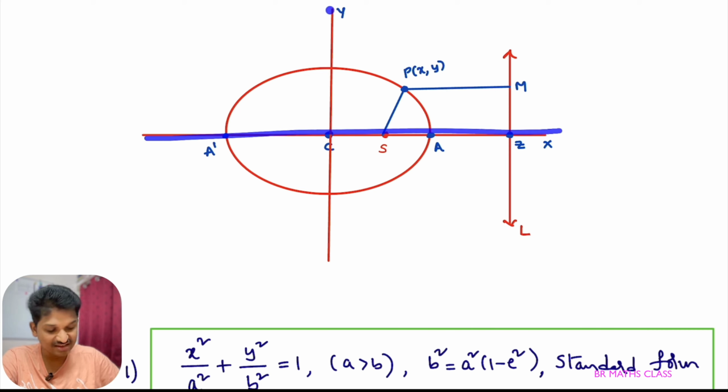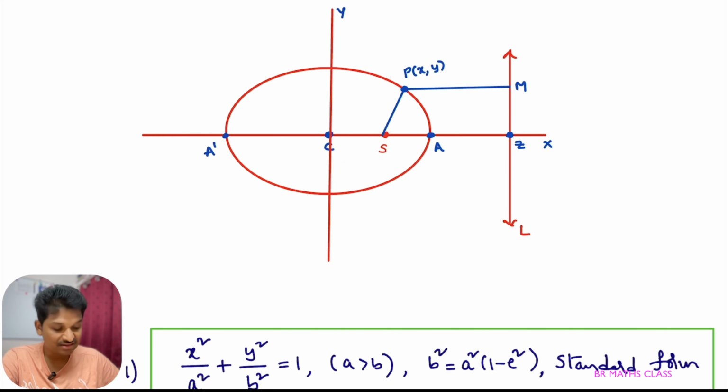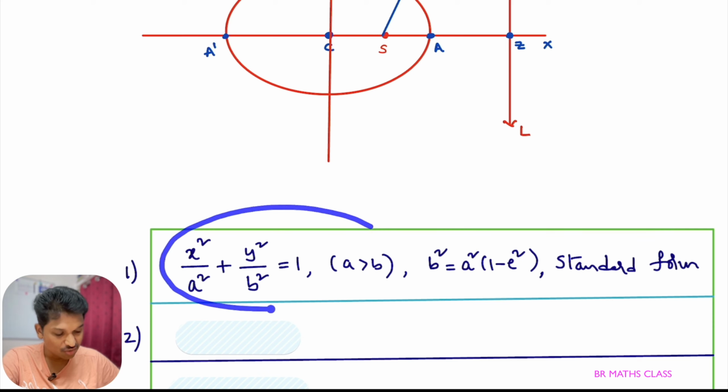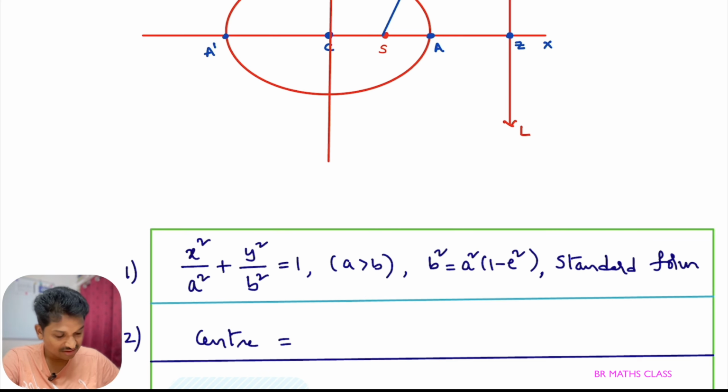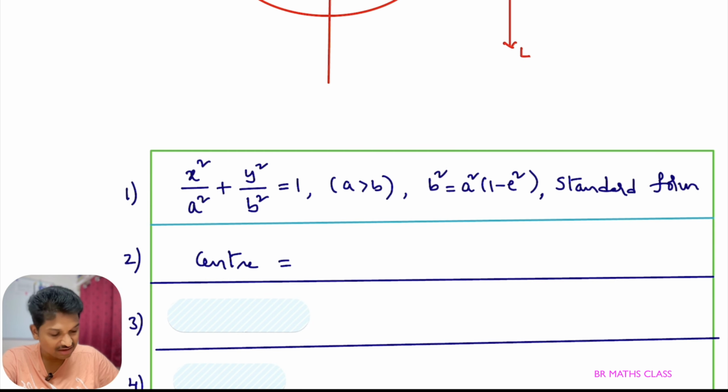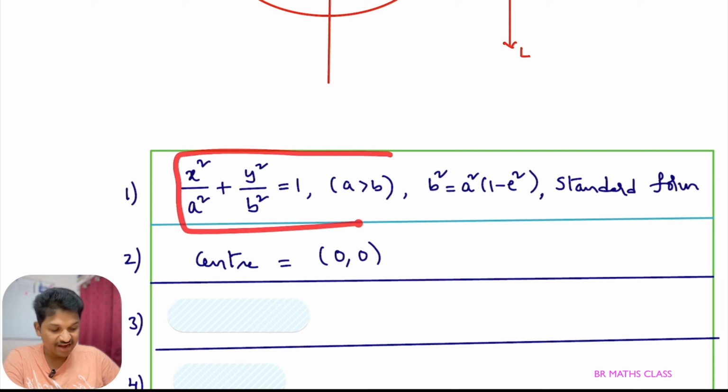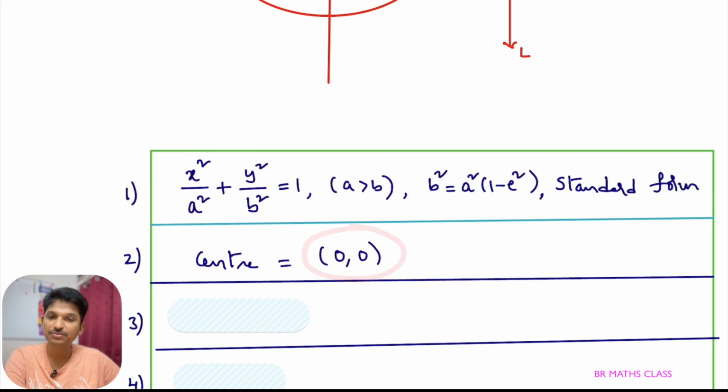As this is the x-axis, this is the y-axis, the center is 0, 0. So, in the standard form of the ellipse equation, what is the center? See here, center is 0, 0. We'll write that. Center is 0, 0. This is the standard form of the ellipse. For the standard form of the ellipse, the center of that ellipse is 0, 0. Center is over. Next what?